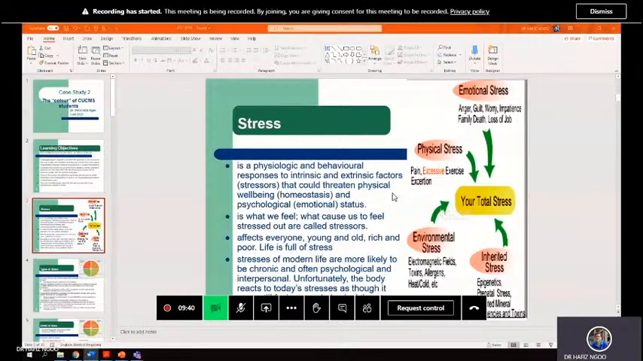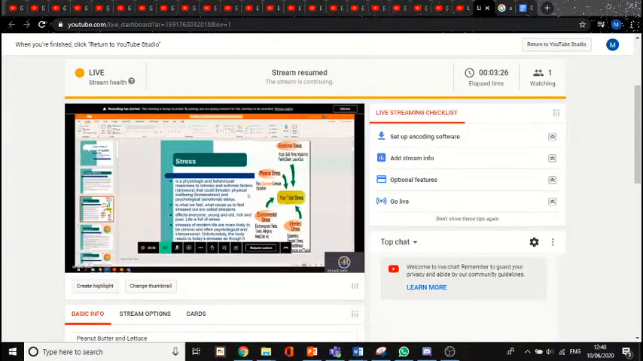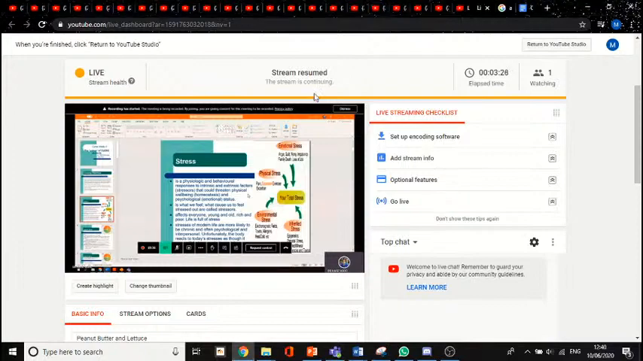Especially in modern life, the stress situation for us is mostly chronic and often psychological. This slide I already showed you when we were doing module 6. So we already discussed what is stress, and what is the significance of stress. So sometimes we ask, does stress actually benefit us?